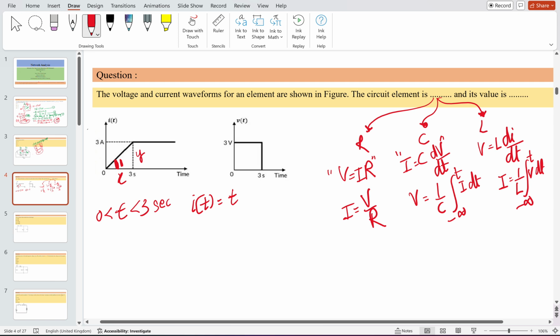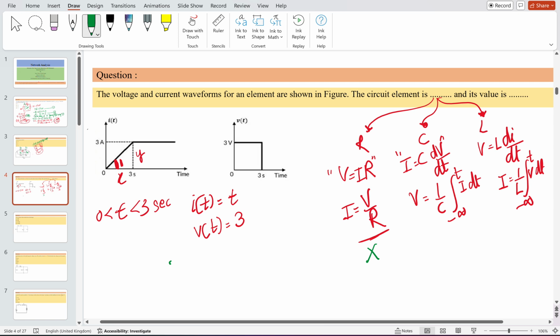So what is the value of V(t)? V(t) is a constant. What constant value? 3. So which relation is actually applicable here? I = V by R? No, not possible, because it should be in terms of time. Sir, how is I(t) equal to t?